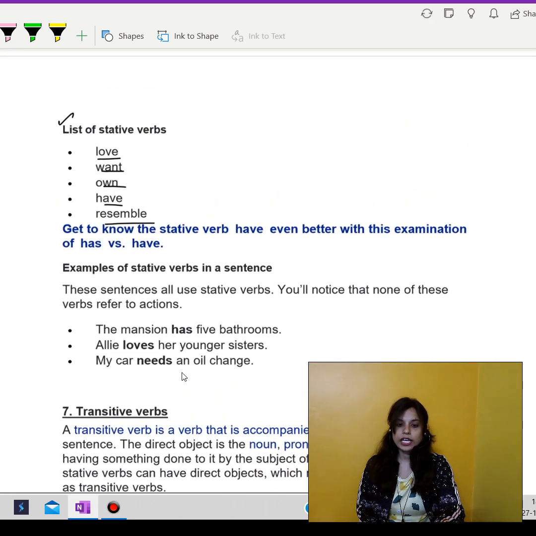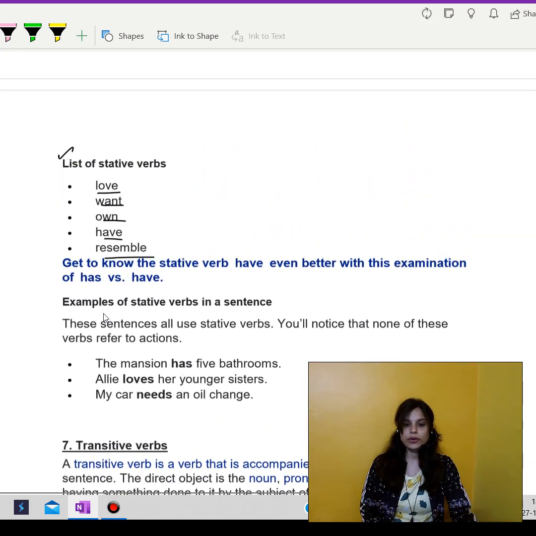Now, here some stative verbs are used in a sentence also. There are examples: the mansion has 5 bathrooms. Ali loves her younger sisters. My car needs an oil change. So these are some of these.